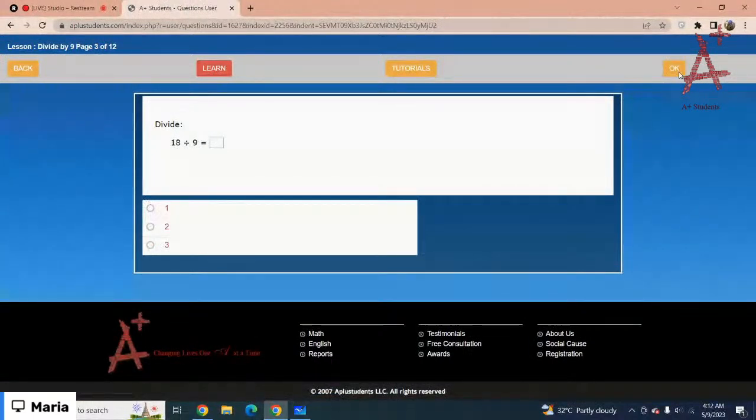The next one is 18 divided by 9. 9 times what number is 18? Yes, very good. 9 times 2 is 18. So the correct option is 2.